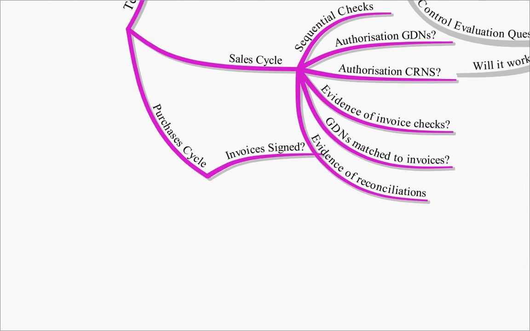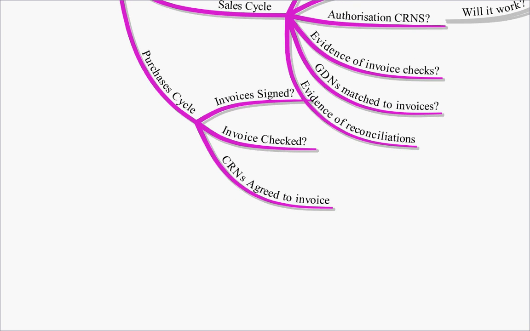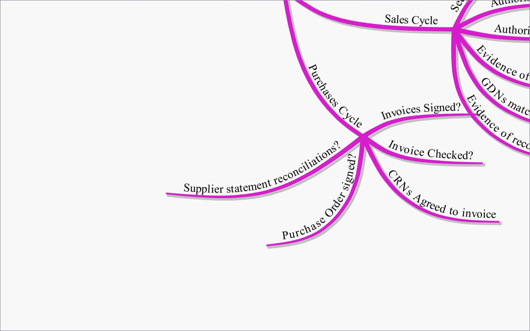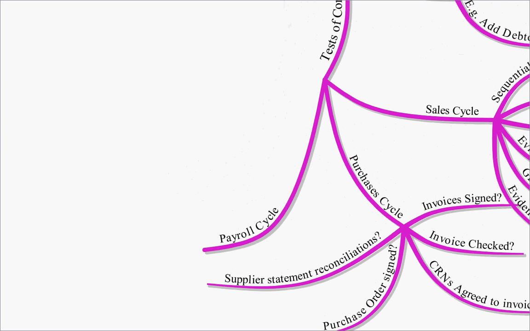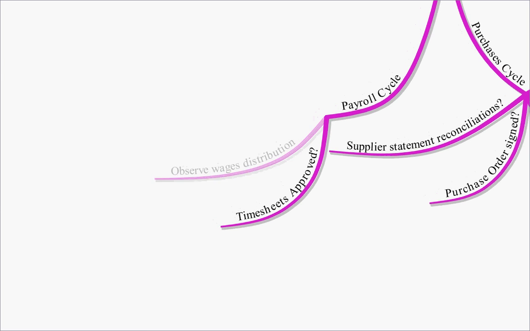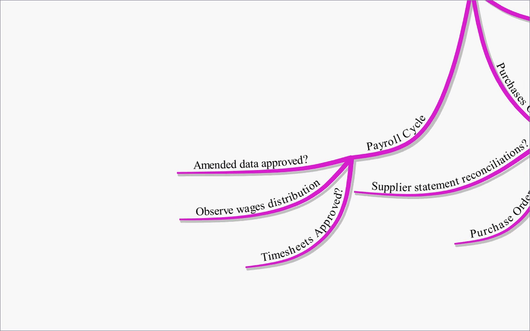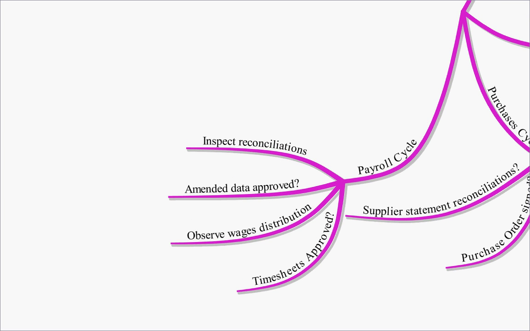On the purchases cycle, you might look at whether the invoices are signed, are they checked, are the credit notes agreed to an invoice, are the purchase orders signed, and are there regular supplier statement reconciliations. Again, all these controls should be in place. You're just testing to see whether they are or not. On the payroll cycle, you'll look to see whether the timesheets are approved, whether the wages are distributed and observed, whether any amendments to standing data are approved by managers, and you'll then inspect the reconciliations. Again, all these tests will test whether the controls are in place.